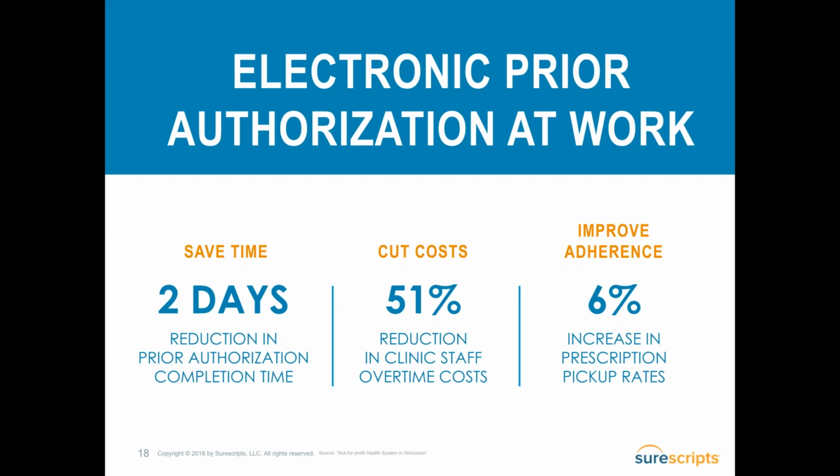The health system I mentioned in Wisconsin was tracking very closely on the amount of overtime they had to pay employees that were simply doing prior authorizations every day, full time. And they were able to cut their costs by 51% of overtime costs when they moved to an electronic prior authorization workflow. And as I mentioned before, they saw a significant improvement in adherence at their in-house pharmacy. And that's something that was really important to them as well, because that meant that their revenue from their in-house pharmacy went up because their medications were being picked up more quickly and more often than they were doing a traditional prior authorization workflow.